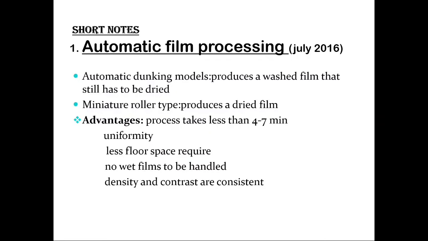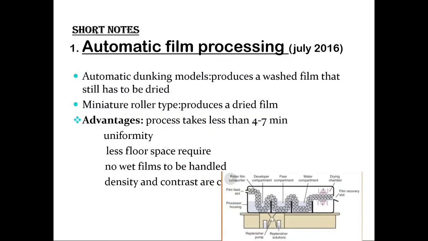Next question that has been asked in the short note is automatic film processing. Automatic film processing is nothing other than automatic dunking models, which help to produce a washed film that can then be dried. So you don't need to manually do the processing. There's this automatic film processor wherein we have a film entry. We just have to place a film within it, and then it goes from one solution to the next, that is from the developing solution to the fixing solution. Then it goes for the water wash, and with the help of the rollers that are placed, the film is moved from one solution to the other.